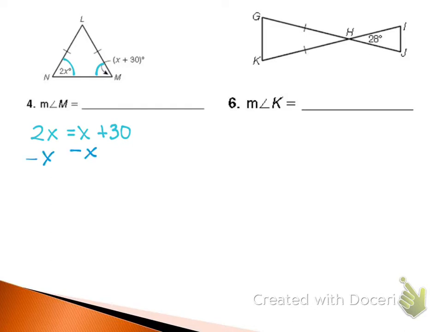Subtract x, and x is 30. It's okay. It says M angle M. What does this little m mean? Measure. So our answer will look like a number, right? The measure of angle M currently is x plus 30. We know x is 30. So what is the measure of angle M?